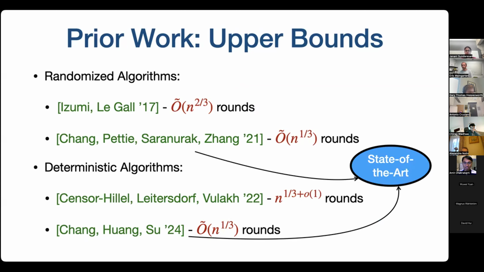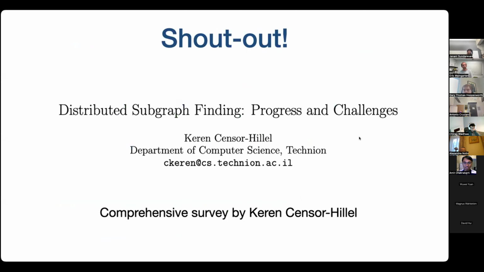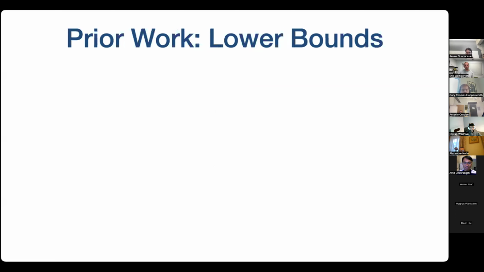Okay, so while we're talking about prior work and all these known results about these triangle detection problems, I want to mention this survey by Keren Censor-Hillel. This is a very comprehensive survey which talks about a lot of other subgraph problems and all the results. So this was very useful for us while we were looking at this problem. And all the details about everything I stated in the earlier slide can be found in this survey. So let's continue and look at more prior work. You can also find this in the survey.